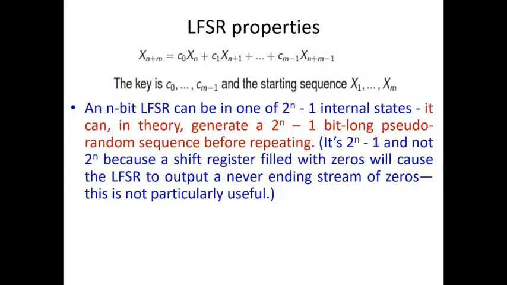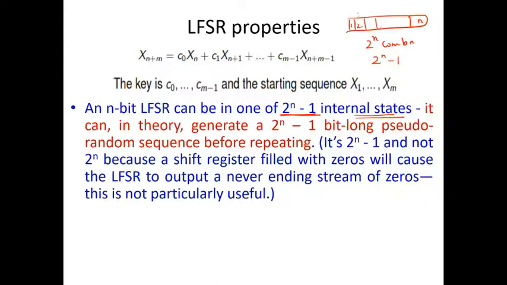An n-bit LFSR can be in one of the 2^n minus 1 internal states. Remember, if I am using a shift register of n bits, I'll get 2^n total combinations. Yes or no? If you have a shift register of n bits, the total number of possible combinations will be 2^n. And why am I going to consider 2^n minus 1?